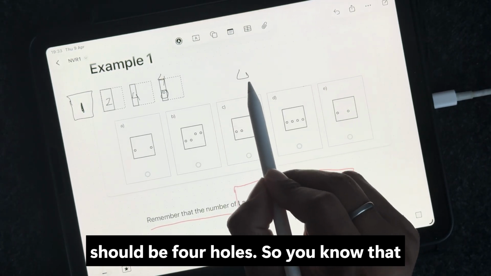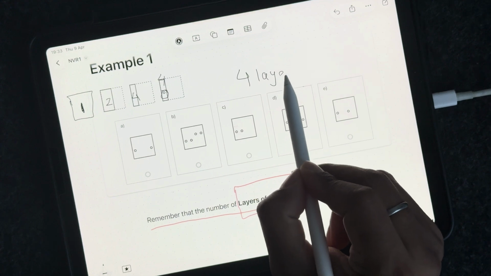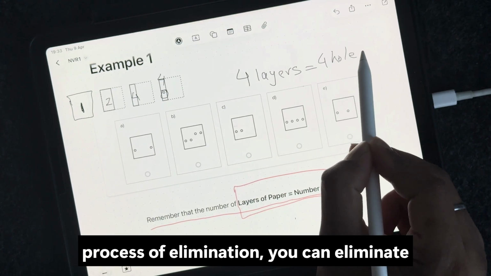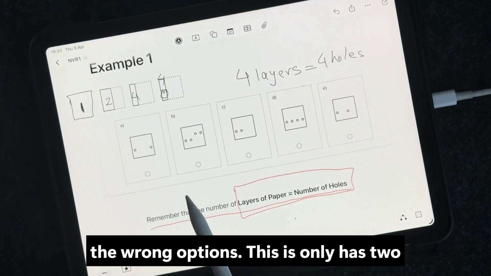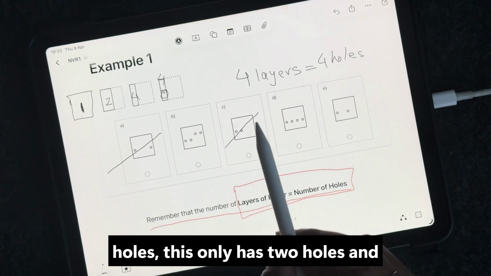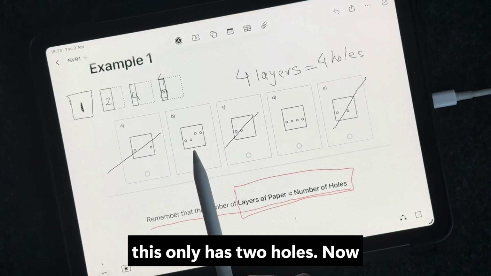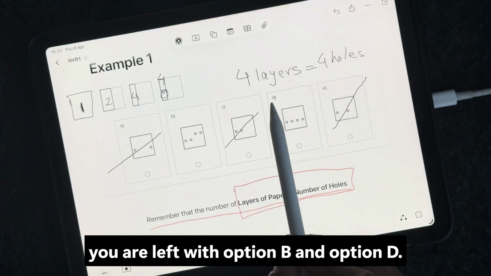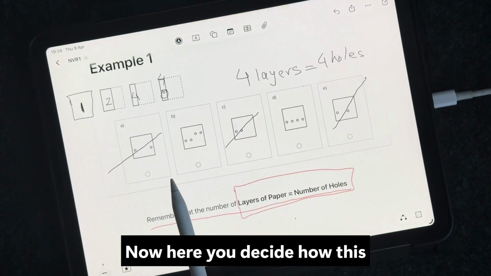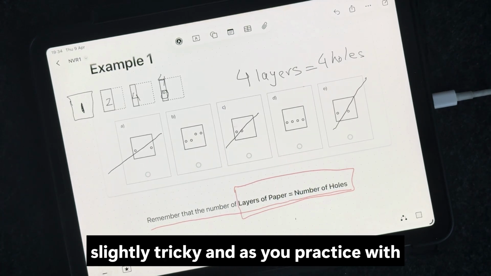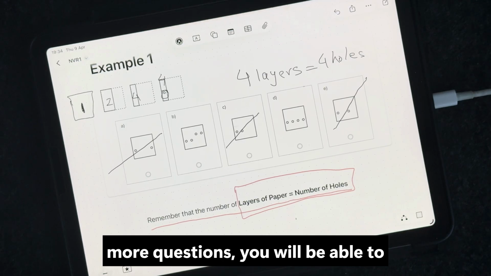So you know that 4 layers equals 4 holes. Now with the process of elimination, you can eliminate the wrong options. This only has 2 holes, this only has 2 holes, and this only has 2 holes. Now you are left with option B and option D. Now here you decide how this hole will be oriented. Now this part is slightly tricky, and as you practice with more questions, you will be able to decide.